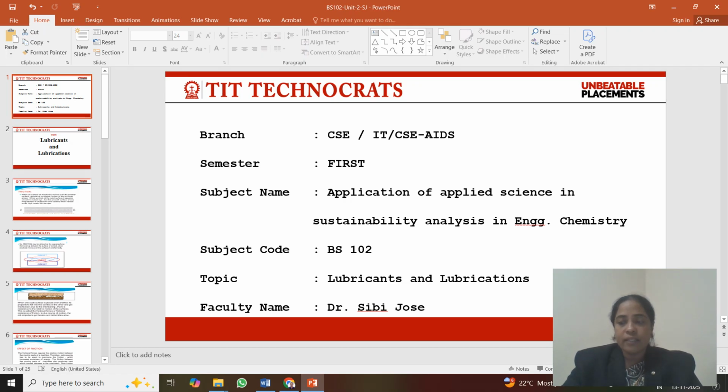Or in another way, we can say that it is a substance used to prevent contact of machinery parts or to control the relative motion, thereby reducing friction and wearing, and the substance is also introduced for controlling the friction.